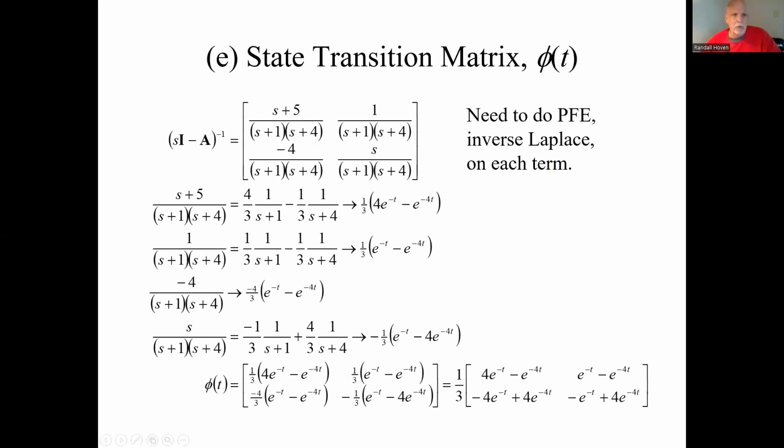This top left one, for example, is this. It breaks up, and you can use the cover-up method in these cases. The cover-up method would give you the 4/3 here and a minus 1/3 there. These are easily looked up in the table. This is inverse Laplace transform stuff. I won't go through that in detail. This part's a little bit tedious. Here, ultimately, when you put it all together, is the state transition matrix.